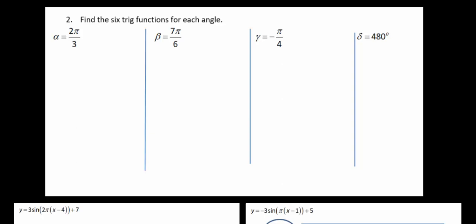2 pi over 3. Well, remember, 2 pi over 3, that's 2/3 pi. So it's 2/3 of the way around a half circle. And remember the ordered pairs that are associated with the 3 on the bottom, on the unit circle. The ordered pair associated with the 3 on the bottom is going to have 1/2 on the x and square root of 3 over 2 on the y.